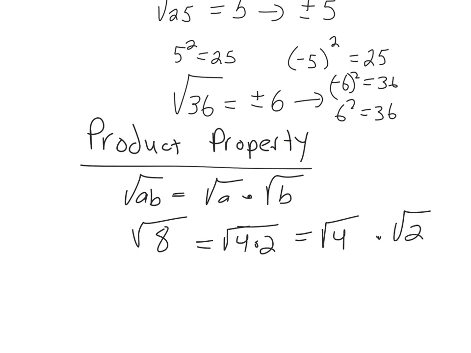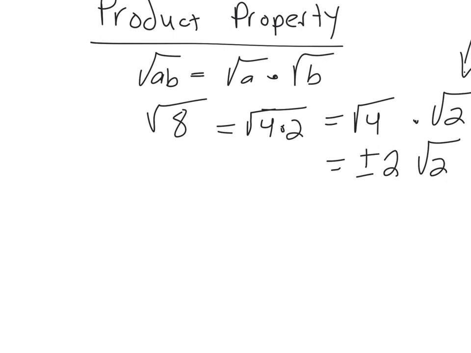Now, why would we do that? Well, we still can't do anything with the square root of 2. That's not going to give us an integer as an answer. But the square root of 4 would give us a 2. And remember, it would be plus or minus 2 because it could give us a positive or negative 2. And then that is how we would simplify radicals. We would change the number inside of the radical symbol into two numbers, one of which does have an integer solution as a square root.